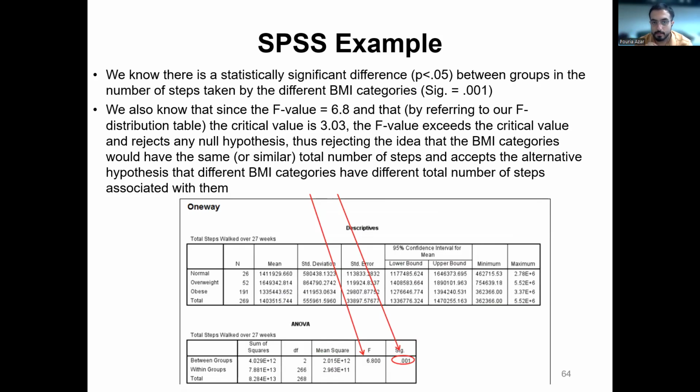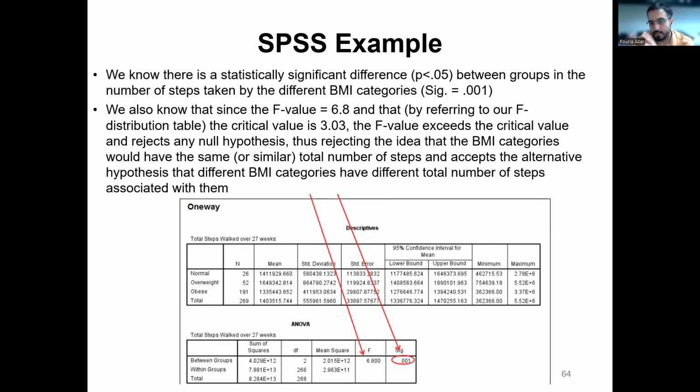We also know that since the F value is 6.8, and by referring to our F distribution table, the critical value is 3.03. The F value exceeds the critical value and rejects our null hypothesis. So we are rejecting the idea that BMI categories would have the same or similar total number of steps, and accept the alternative hypothesis that different BMI categories have different total numbers of steps associated with them.